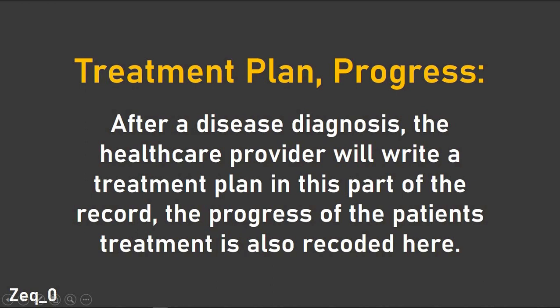So after we finished the test results and diagnosis, we will finish the medical report with treatment plan and progress. This is where we write how the healthcare professional is going to treat the patient and what the progress of the patient is in that treatment. So after we diagnose the disease, we will write the treatment plan and how the patient is progressing in that plan.